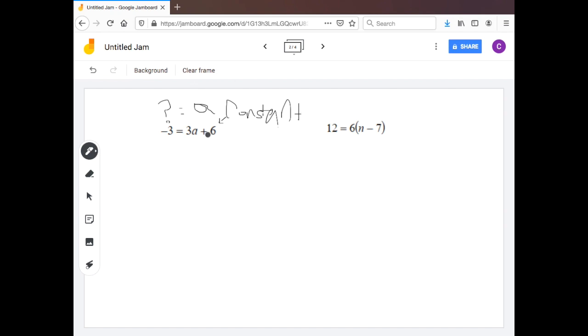So we need to move this constant to this side. And the way we do that is we do the opposite operation of plus 6. And the opposite operation of plus 6 is negative 6. And if you do negative 6 over here, you have to do the same thing on the other side. So you do a negative 6 over here. What that gives you is a negative 9. And the negative 9 is going to equal, basically the 3 just comes down. It's going to give you a 3a.